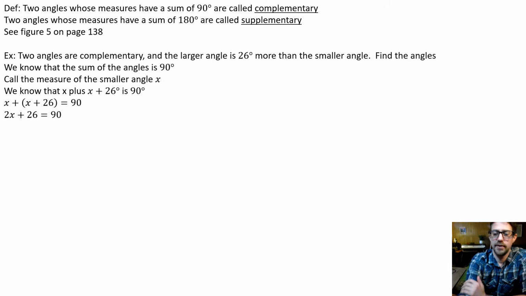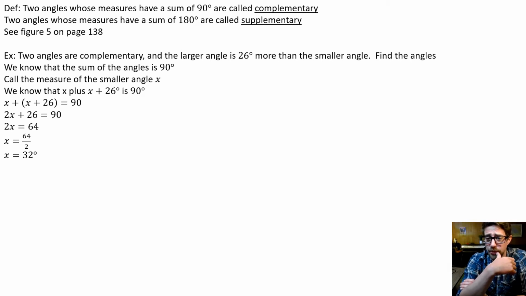Subtract 26 from both sides. I didn't show it, but 90 minus 26 is 64. Divide both sides by 2 or multiply both sides by 1/2. You can probably divide 64 by 2 in your head. X is 32 degrees. And now again, make sure we're doing what we were asked.